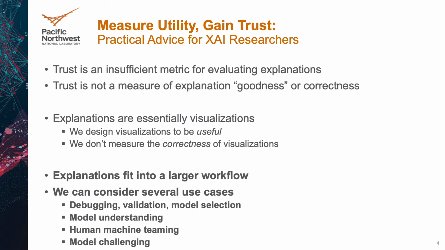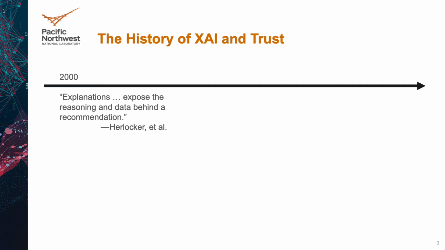Developers of machine learning algorithms, both in academia and industry, are incentivized to increase the acceptance and quick adoption of their algorithms. 20 years ago, Herlocker and others wrote that current recommender systems are black boxes, providing no transparency into the working of the recommendation. Explanations provide that transparency, exposing the reasoning and data behind a recommendation. So the concept of trust and explanation in AI has been around for a while.